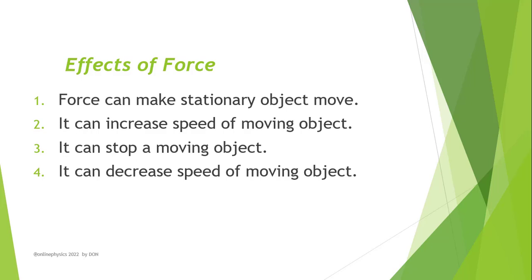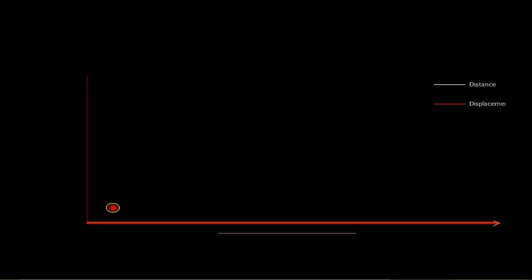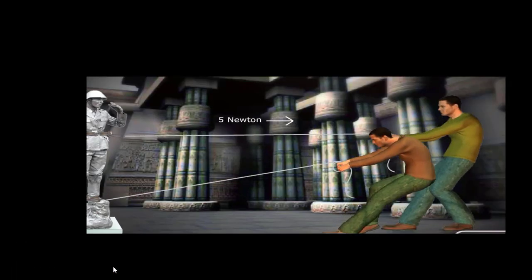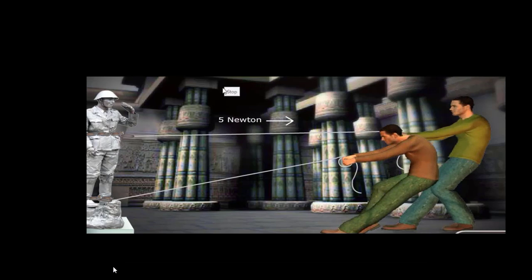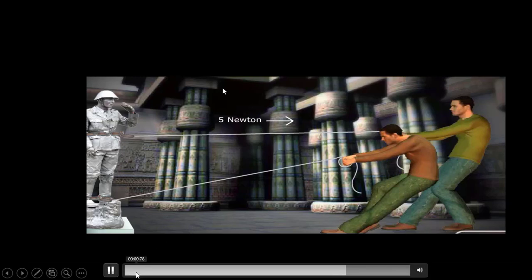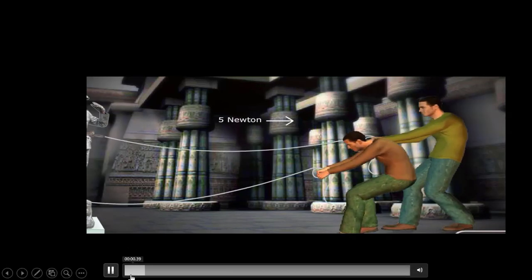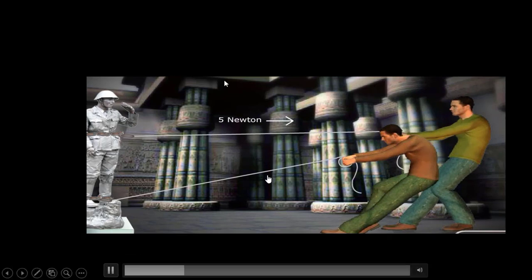We can first of all start with the fact that force can make stationary objects move. If you look at this animation here, you realize that the object that is being pulled was initially stationary. Once they start pulling, the stationary body has moved. I think you can still see that video. The body is stationary at the start. Then once they start pulling, the body is moving.